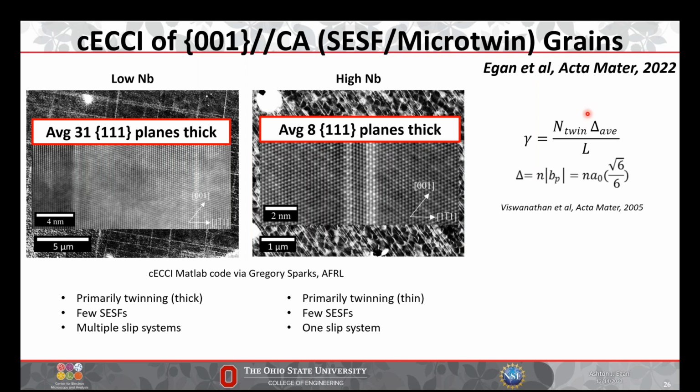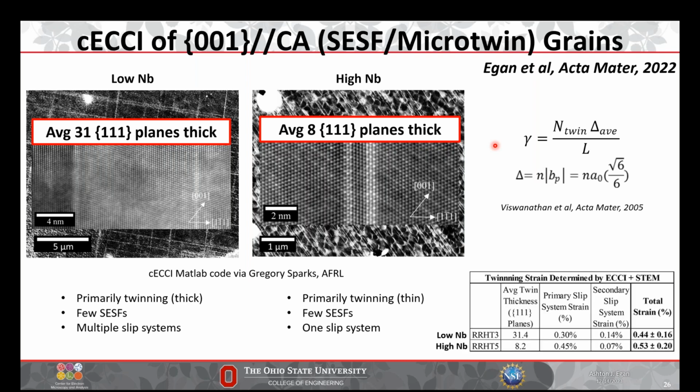And so what you do painstakingly is draw lines across these images, count the number density of defects hitting the line in ECCI, and then use the atomic resolution images to figure out what the thickness of each of these microtwins are. And because they deform by a certain number of Shockley partials, we can then figure out, okay, well, for this average thickness of twin, this is the strain due to twinning. And we can generate some sort of combined ECCI and STEM twinning strain determination, right?